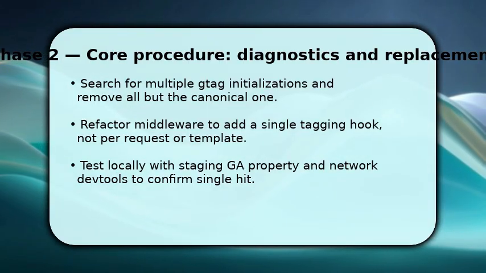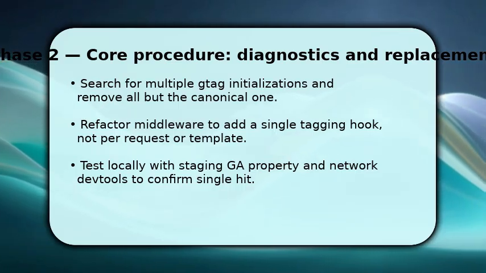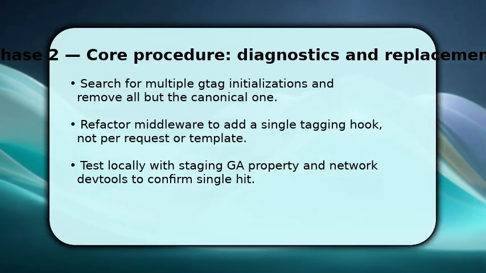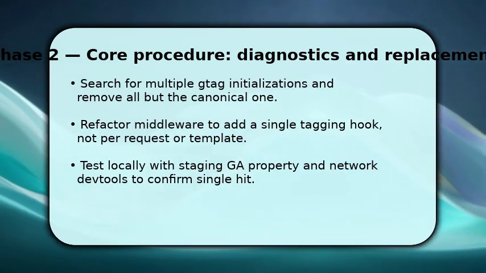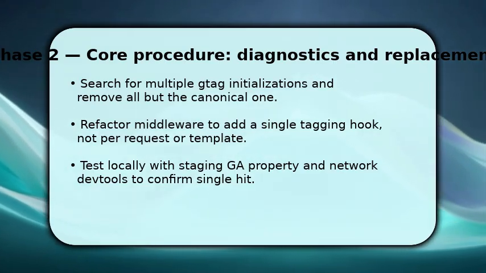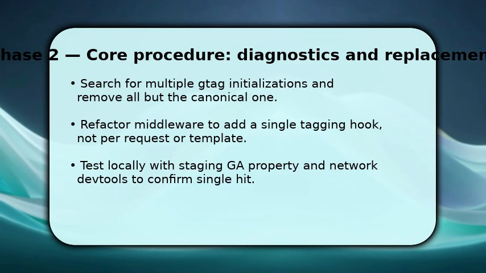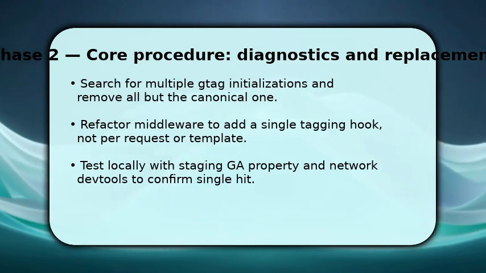This reduces duplication risk. Make sure to run staging tests using a separate GA property and use browser DevTools or server logs to confirm a single measurement protocol hit. These steps reduce noise and protect analytics integrity while you iterate.